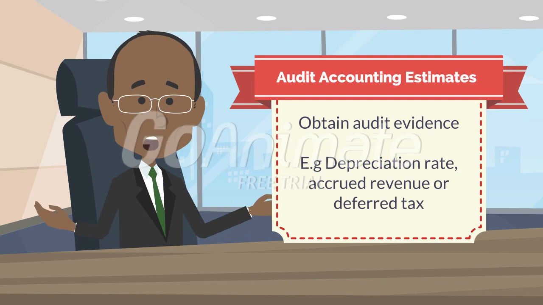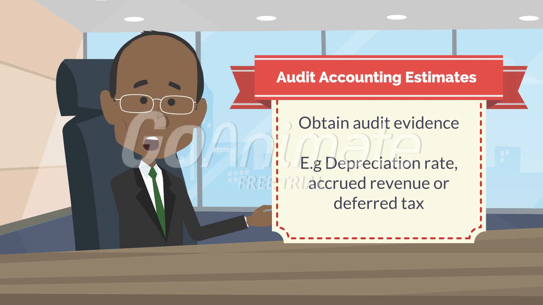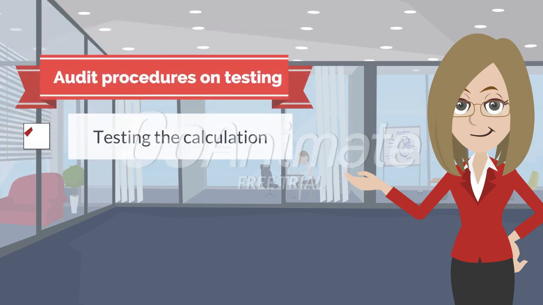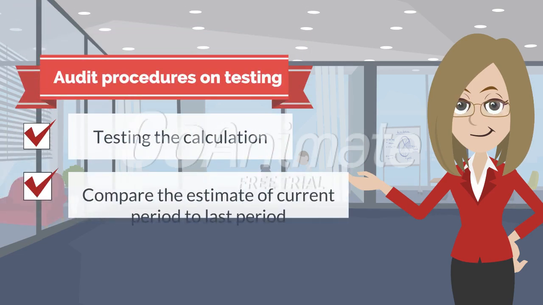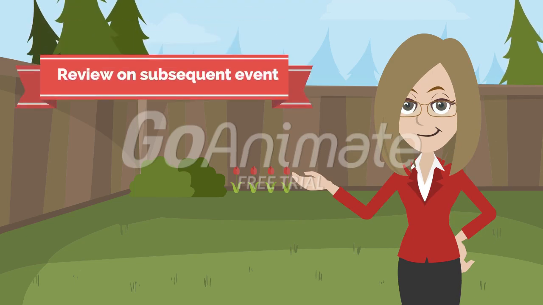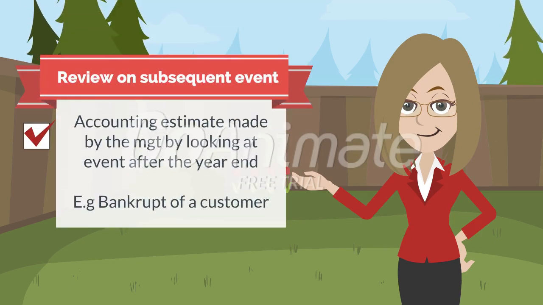Audit of accounting estimates. The auditor needs to obtain audit evidence in regards to accounting estimates such as depreciation rate, accrued revenue, or deferred tax. The audit procedures involved are testing the process used, testing the calculation, or comparing the estimate of the current period to last period. In terms of review of subsequent events, the auditor can get evidence on the accounting estimates made by the management by looking at events after the year end. For example, bankruptcy of a customer.